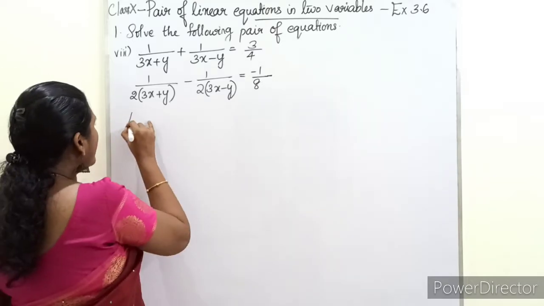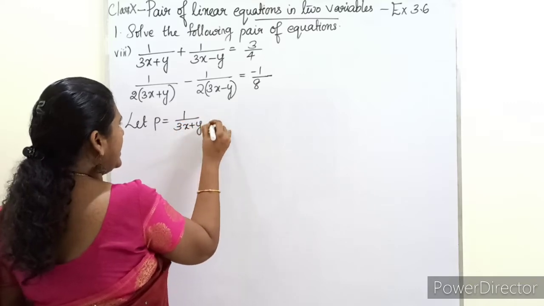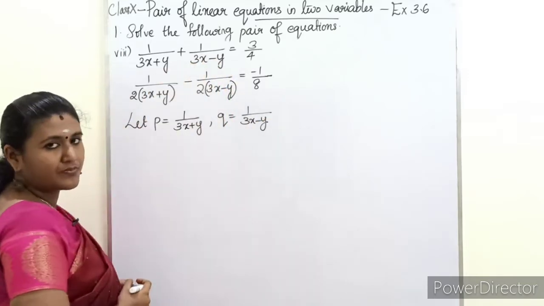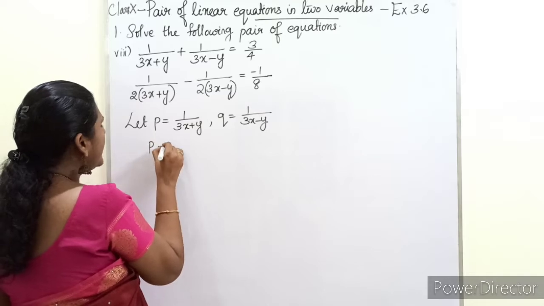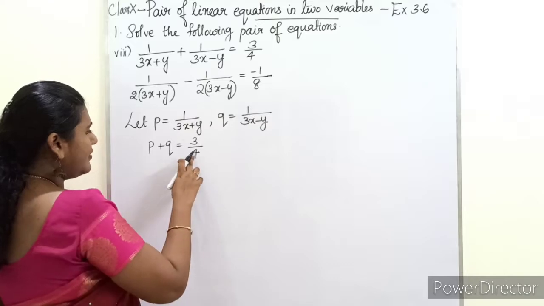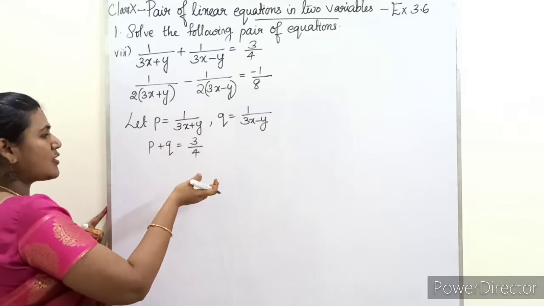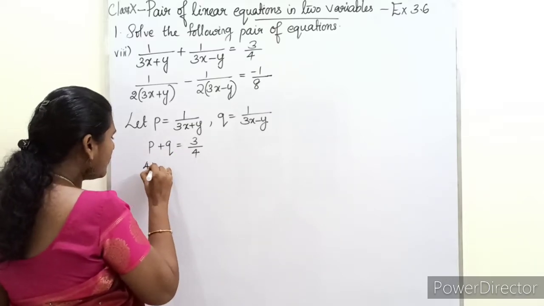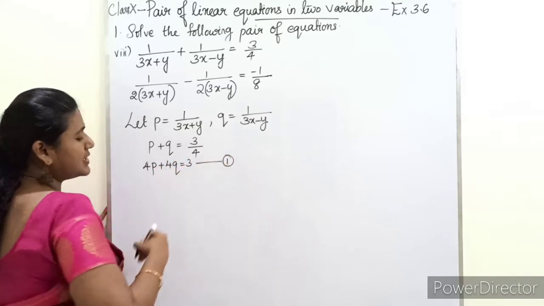So here we will substitute 1 by 3x plus y as p and 1 by 3x minus y as q. So the first equation changes to p plus q is equal to 3 by 4. If you multiply by 4, we can change the right side constant term fraction. So we will multiply the equation by 4, that is 4p plus 4q is equal to 3.